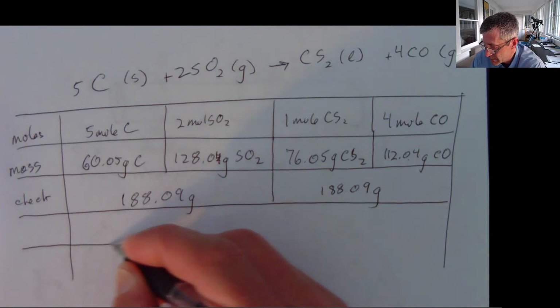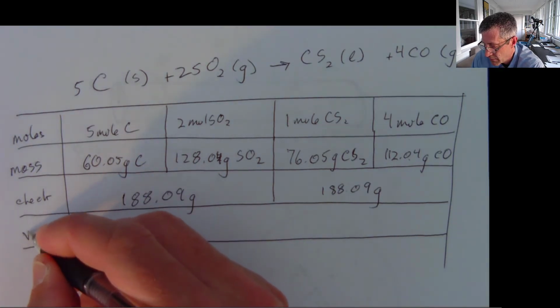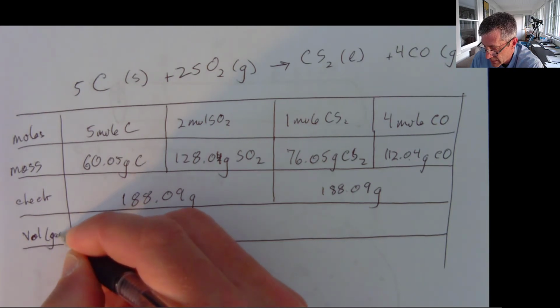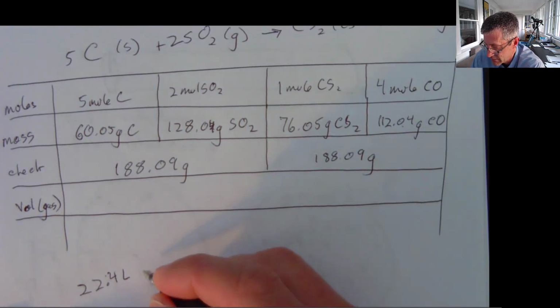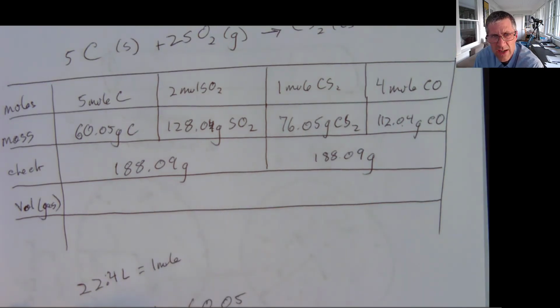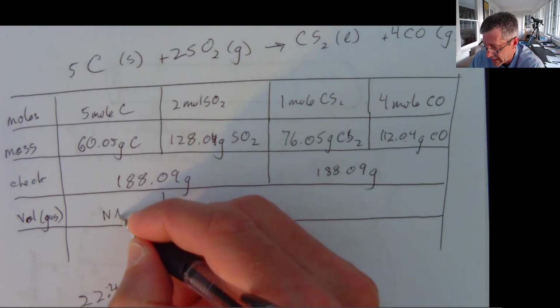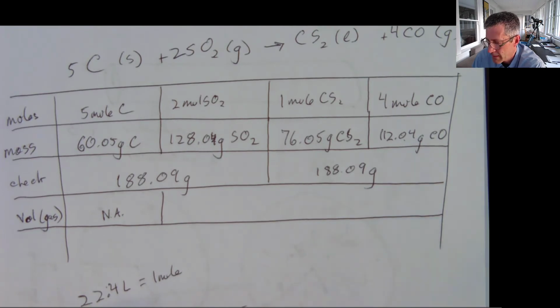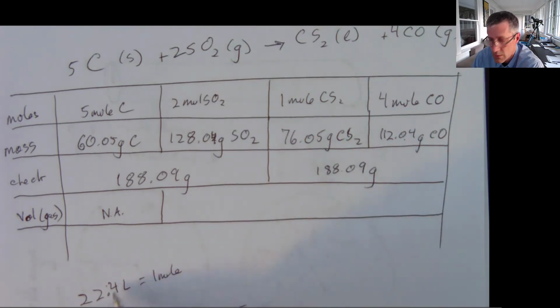The last thing I'm going to do is, for those things that are gases, figure out the volume of a gas. And for this, I'm going to recall that if I have 22.4 liters of any gas at standard temperature and pressure, which is 0 degrees Celsius and 1 atm, that's going to equal 1 mole of that gas. So for those things that are not gases, this is a solid, so this doesn't apply, so it's not applicable. For those things that are gases, though, I'm going to multiply the number of moles by this number.